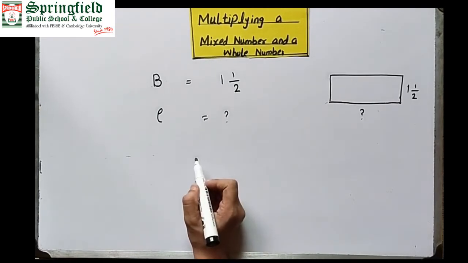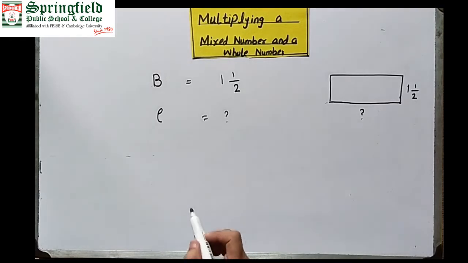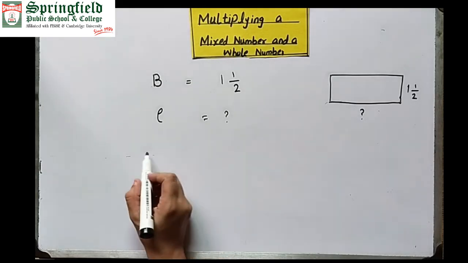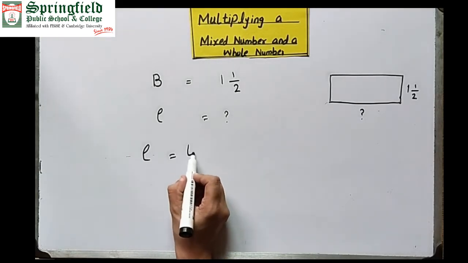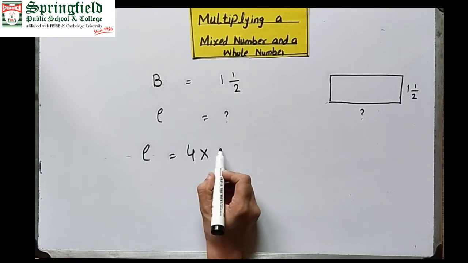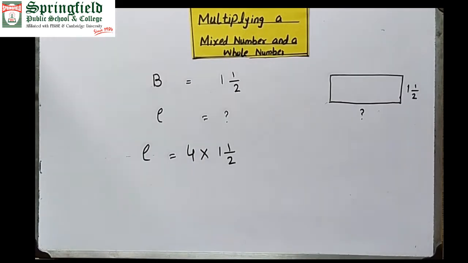According to the statement, they are saying the length of the plot of land is 4 times that of its breadth. 4 times means we will multiply 4 with its breadth.